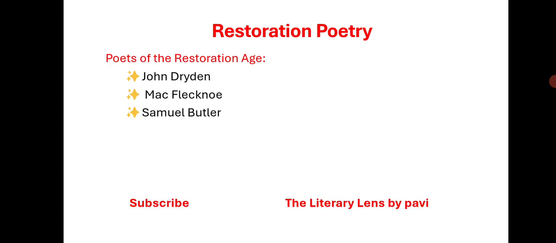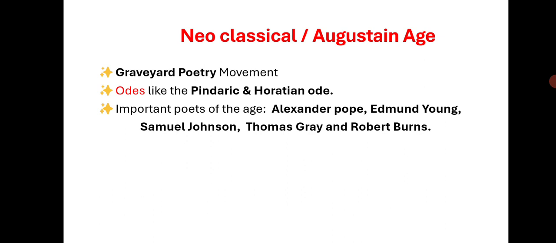Restoration poetry. The poets of the Restoration Age are John Dryden and Samuel Butler. John Dryden published Macbeth. Neoclassical or Augustan Age. Graveyard poetry movement. Graveyard poetry is also known as the churchyard school. Odes like Pindaric and Horatian are published. Important poets of this age: Alexander Pope, Edward Young, Samuel Johnson, Thomas Gray, and Robert Burns.